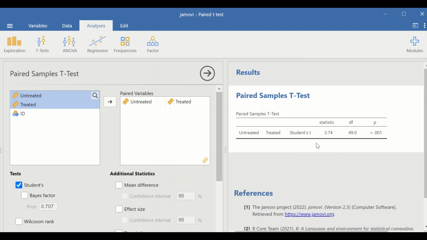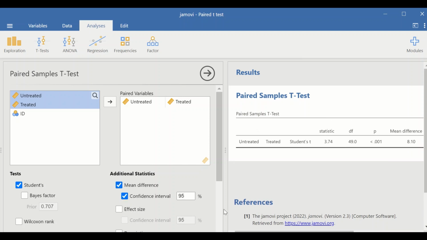and promptly a table for the paired sample t-test is generated, showing that the Student t-test statistic value is 3.74, the test is done for the two variables, degrees of freedom 49, and the p-value is less than 0.05. So this data shows that there is a difference between the post-treatment compared to pre-treatment.